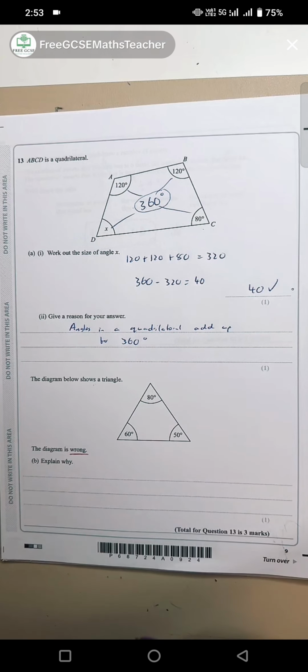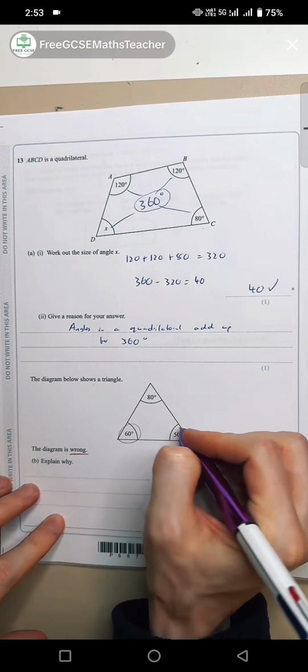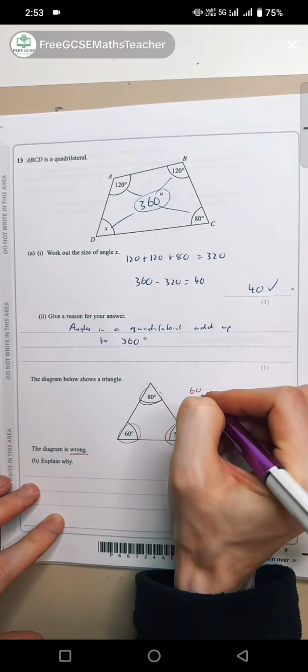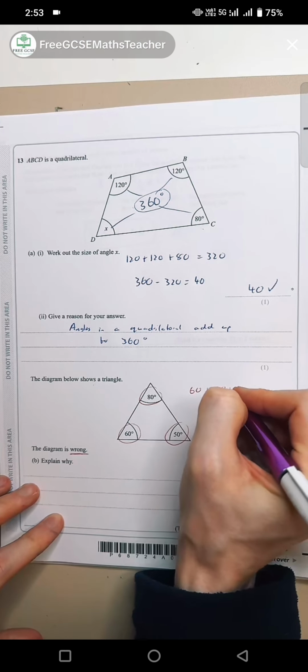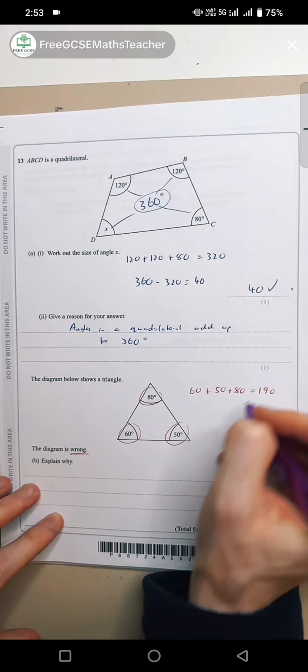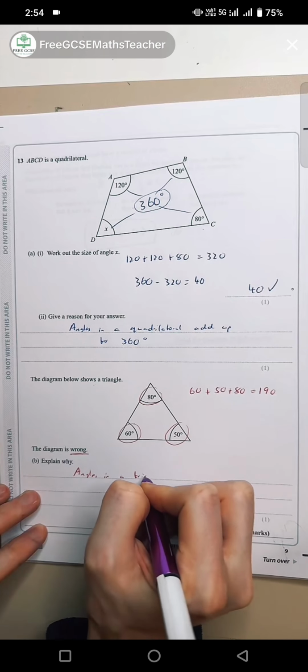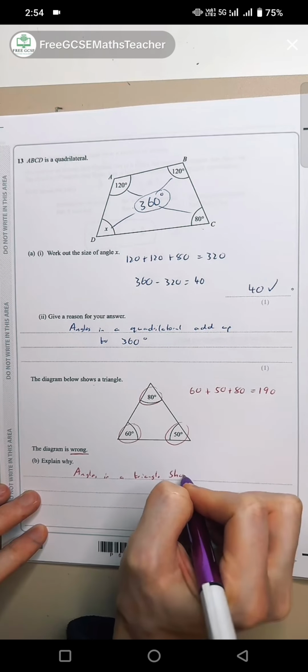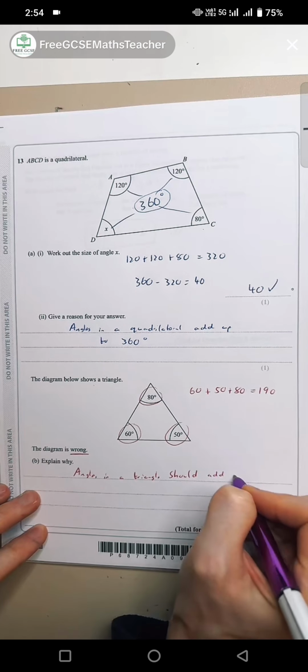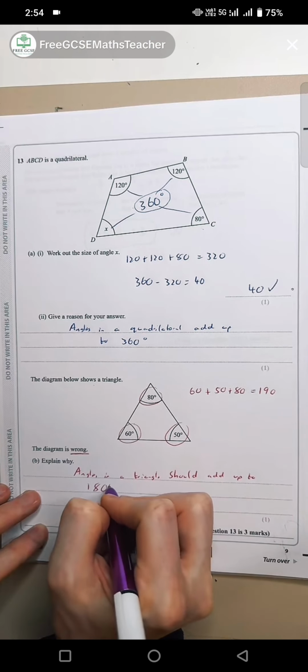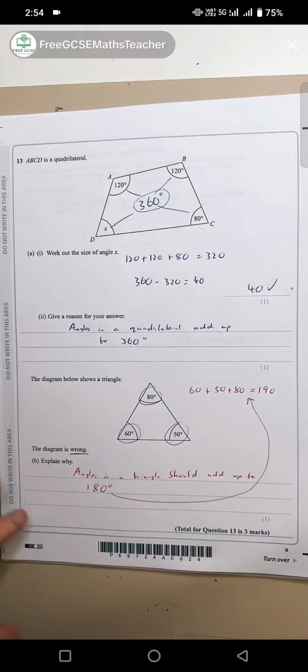So angles in a triangle add up to 180. Spot on here, they add up to 190. So we know angles in a triangle must add up to 180 degrees, but if you add up these three, a triangle has 3 sides, it has 3 angles, well 60, add 50, add 80, that comes to 190. And here we know angles in a triangle should add up to 180 degrees, whereas here they add up to 190, hence it's wrong. So always read the question carefully.